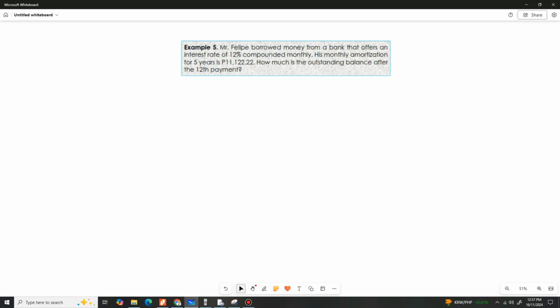First example, Mr. Felipe borrowed money from a bank that offers an interest rate of 12% compounded monthly. His monthly amortization for 5 years is 11,122.22 pesos. How much is the outstanding balance after the 12 payments?